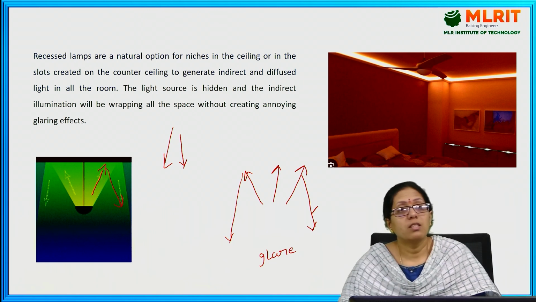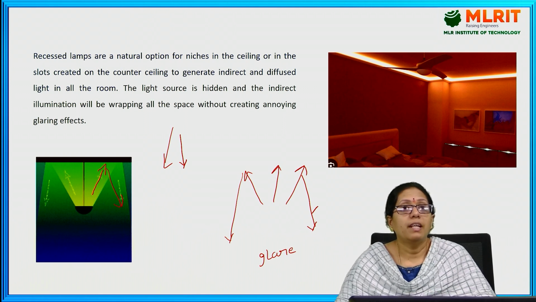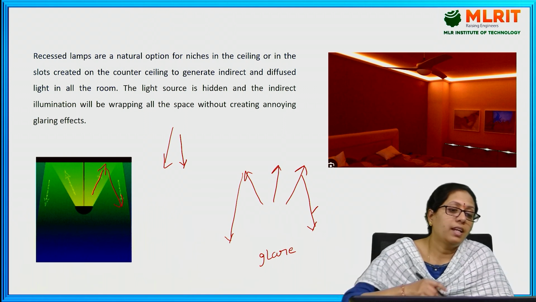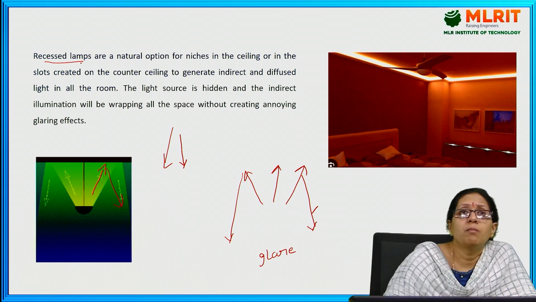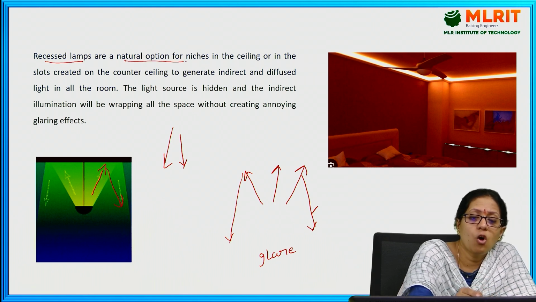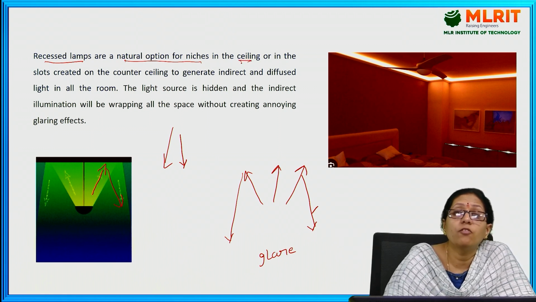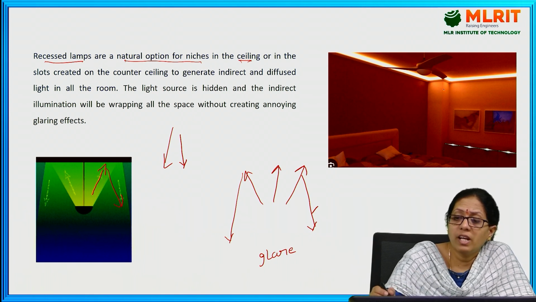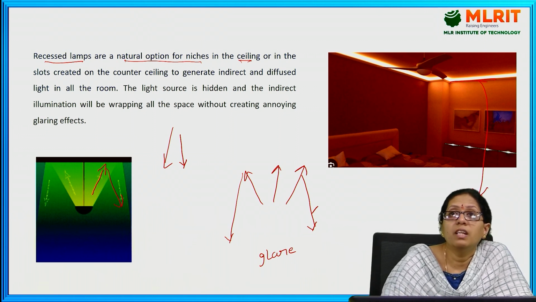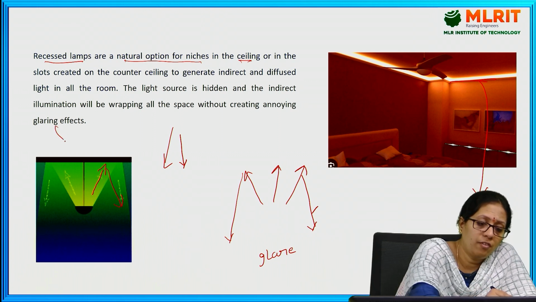So mostly this type of lighting is used in bedrooms. Like you can see the recessed lamps in the ceiling. Means for ceiling lighting this type of lights are being used, and the light source is hidden. Here you can see the light is being hidden inside the wall, and the indirect illumination will be wrapping all the space without creating any kind of glaring effects.